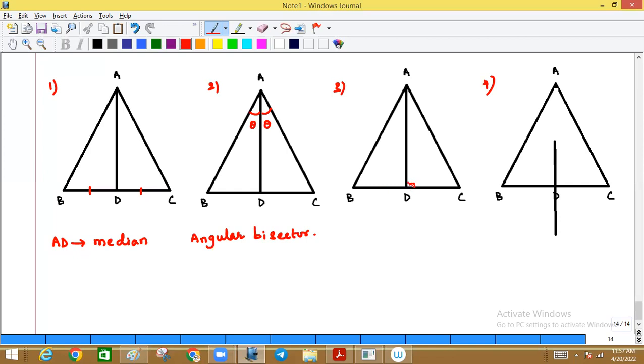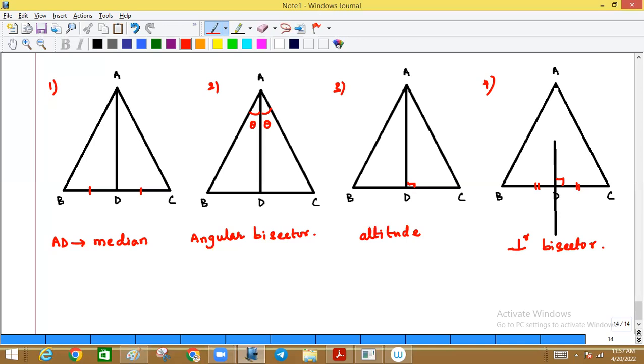Perpendicular to the base, it's called altitude or height. It is perpendicular and bisecting, it is called perpendicular bisector. All four look the same, but all of them are not the same. All of them are different.